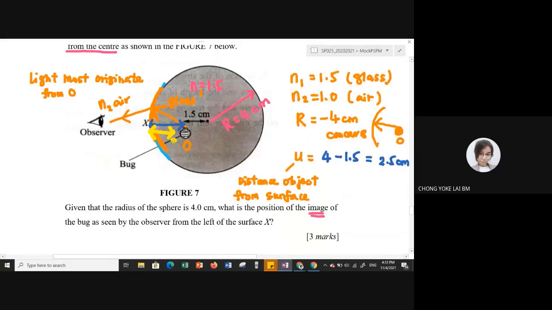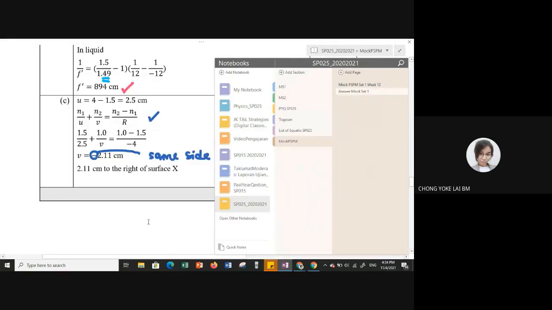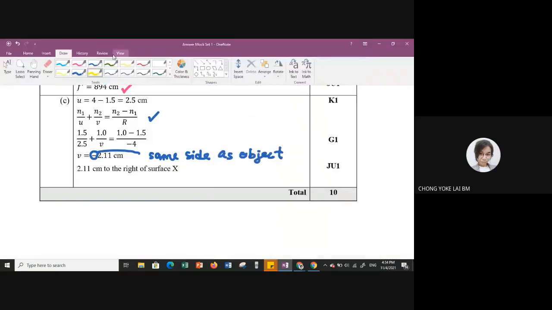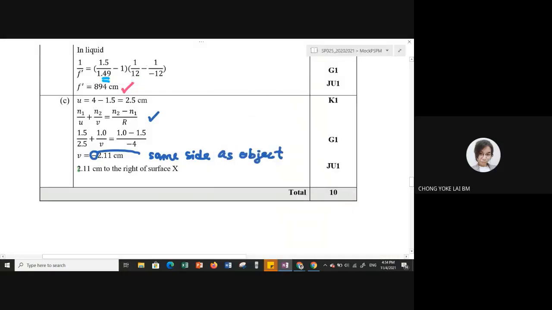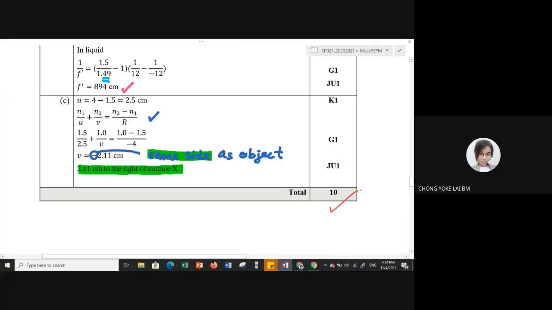So the image might maybe be here. So measure to the right kerana dia duduk same side as object, sama belah dengan objek. Okay, so the position of the image will be 2.11 to the right of the surface X. It must be to the right sebab dia duduk same side as the object. So it must be to the right sebab our object is on the right side. Okay, so then kita dapatlah jawapan unit 1 markah. So we have total 3 marks. So total up 10 marks for topic 7, question 6. Okay, soalan 6.